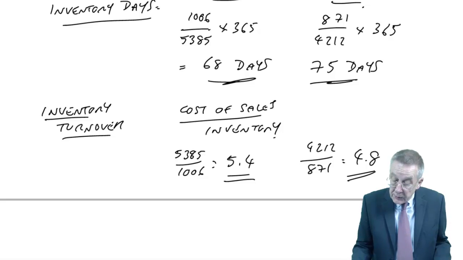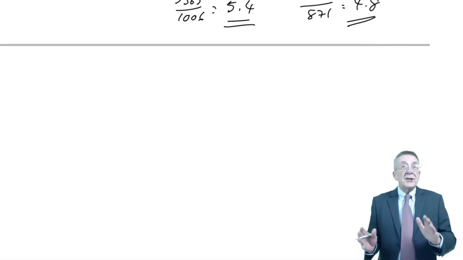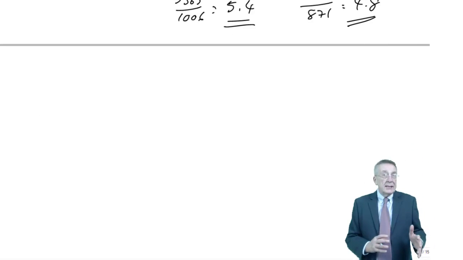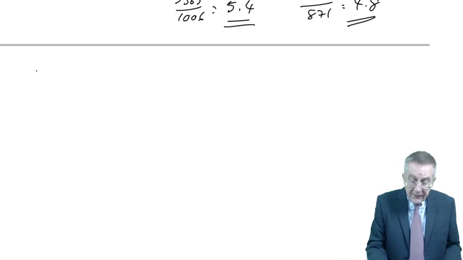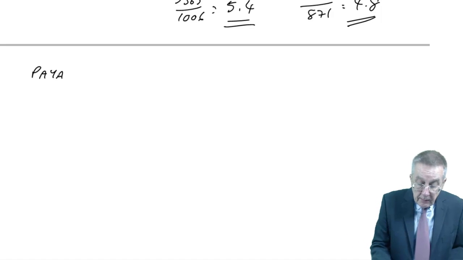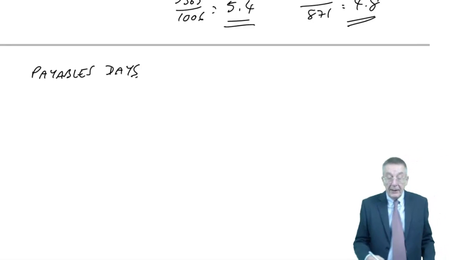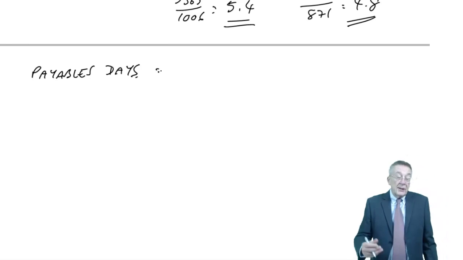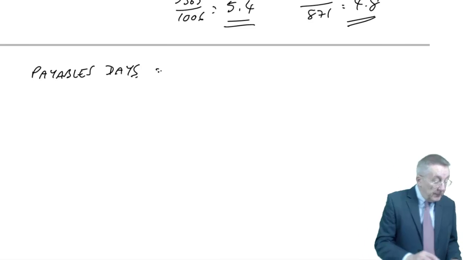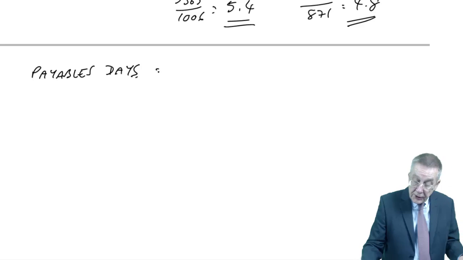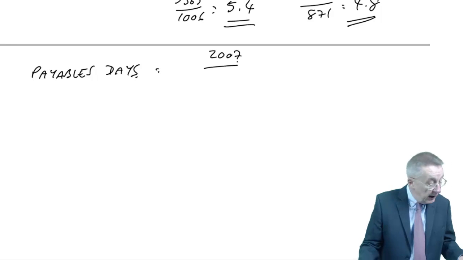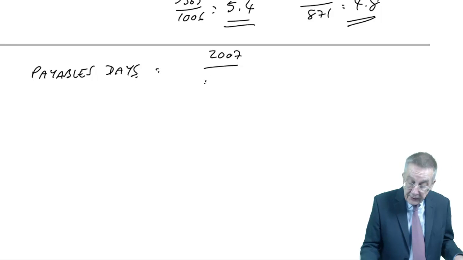Anyway, finally, on these working capital ones, we looked at receivables days, how quickly we're collecting in our debts. Similarly, we can look at the payables days, which I hope is on that sheet, yes, or the average payment period. Exactly the same sort of thing. It's the trade payables, which in 2007 were 653.